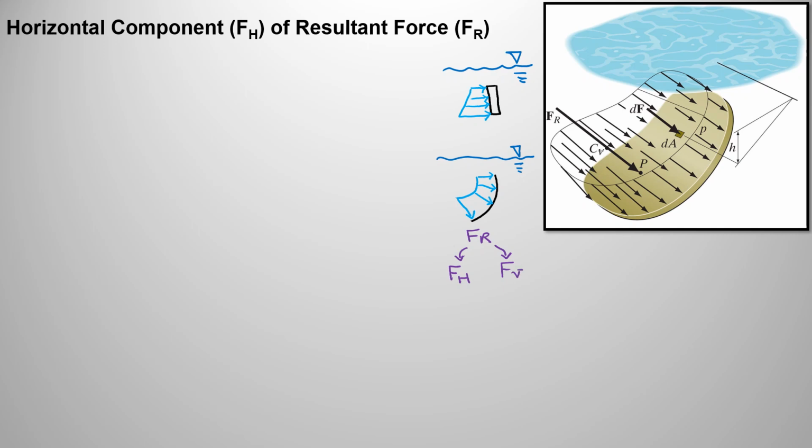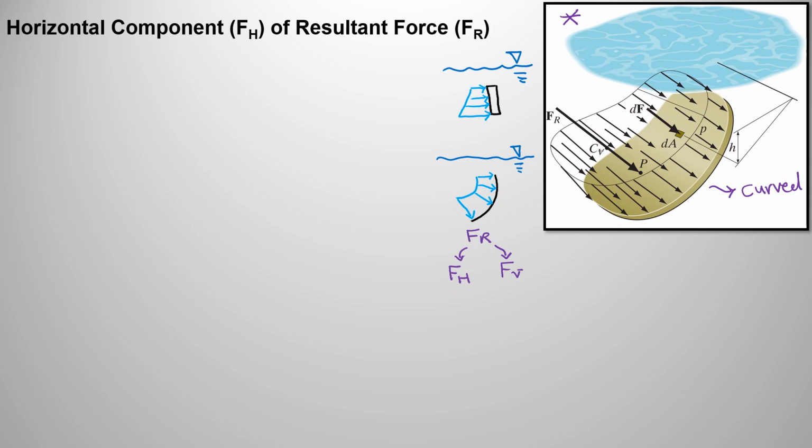Okay, so this figure over here should be very familiar for you because we used it to derive the equation for flat surfaces, right? We're going to use it. We're going to assume that this plate is curved. And we are going to use this analogy to derive the equation for the horizontal component of the resultant force.